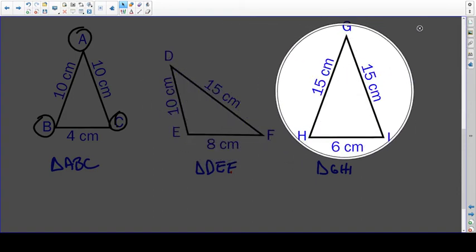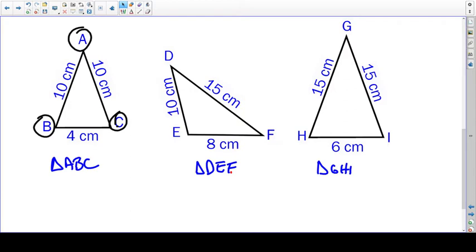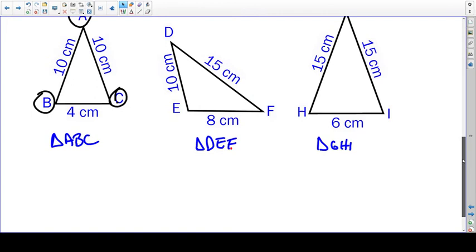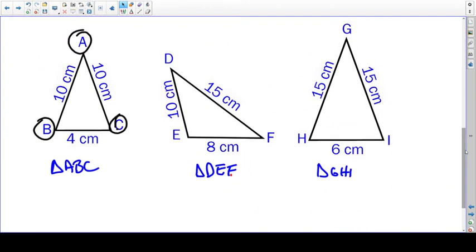Going to triangle GHI, the sides go up and meet in the middle, and they're the same. So just in general shape-wise, it would match up with ABC. So triangle ABC should be similar to triangle GHI. Now, how will we show it? Because it's nice to say that things are similar, but we need a mathematical way of proving it.